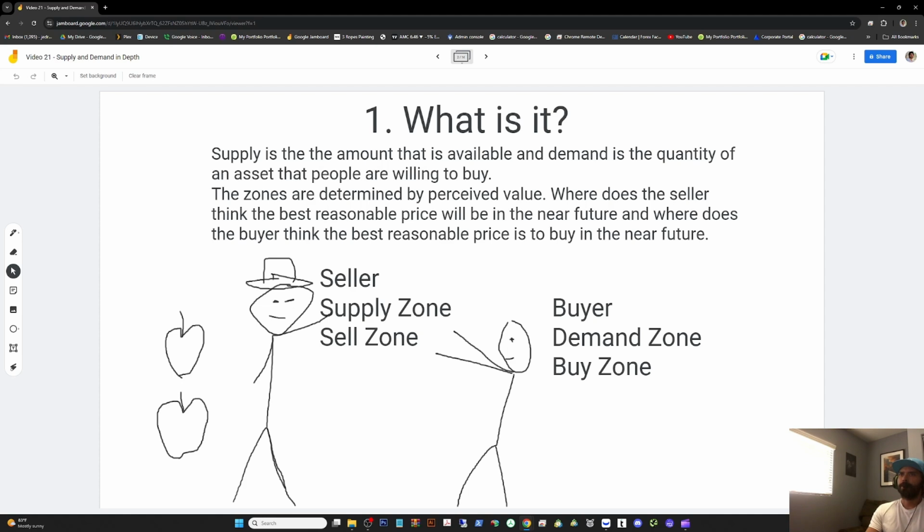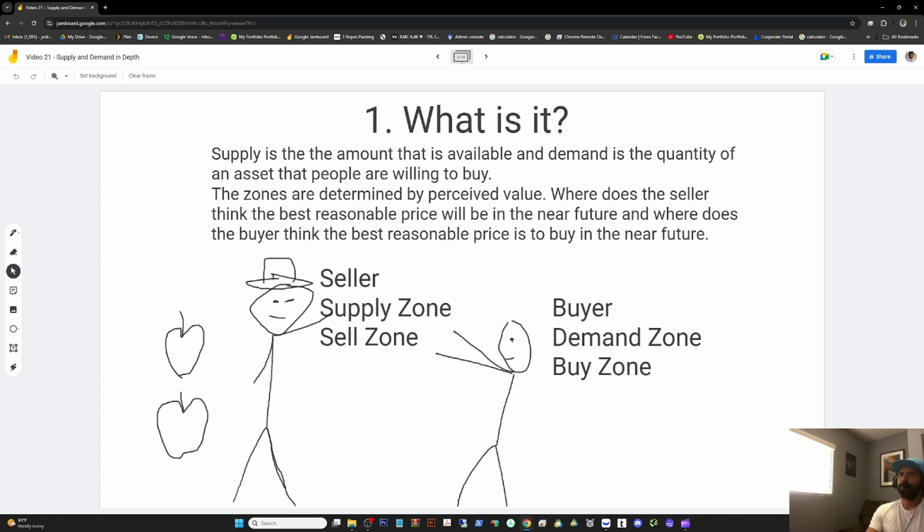1. Supply is the amount that is available and demand is the quantity of an asset that people are willing to buy. The zones are determined by perceived value. Where does the seller think the best reasonable price will be in the near future, and where does the buyer think the best reasonable price is to buy in the near future? I say near future because the more time passes, the less consequential the zone is.